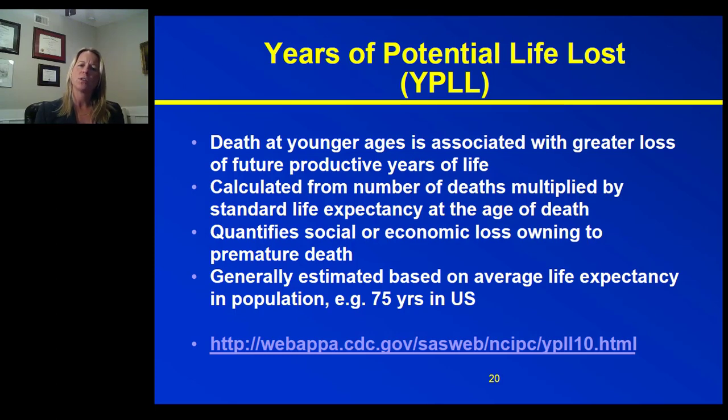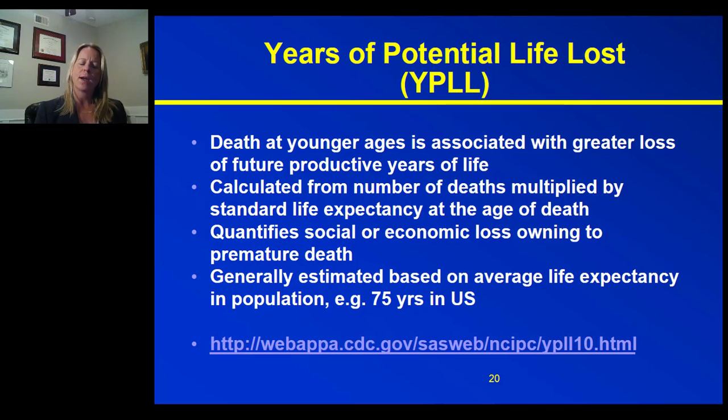So now I want to talk about a measure called Years of Potential Life Lost, or YPLL for short. The idea is that death at younger ages is associated with a greater loss of future productive years. That should be somewhat obvious. So if you die at age 20, there would be more years of lost productivity versus having died at, say, age 80. And the way this is calculated is using the number of deaths multiplied by standard life expectancy at the age of death.